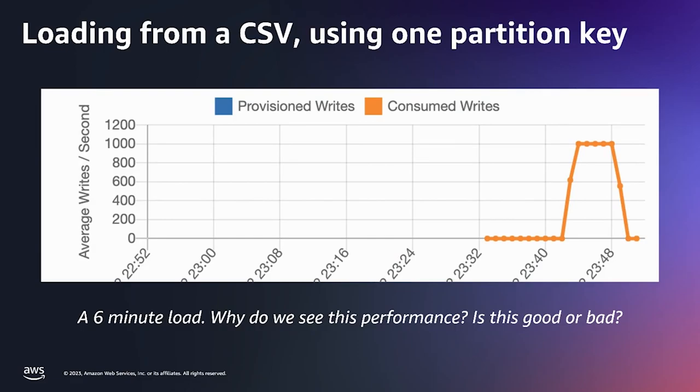So I took a CSV file and I did one partition key, just zero, because I wanted to see what happened. I loaded with a single-threaded client, loading from a CSV of all the 500,000 items. It took 6 minutes to load, and it did exactly 1,000 per second. Why? What's going on? 1,000 per second.